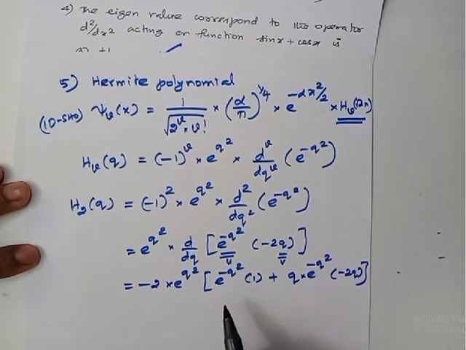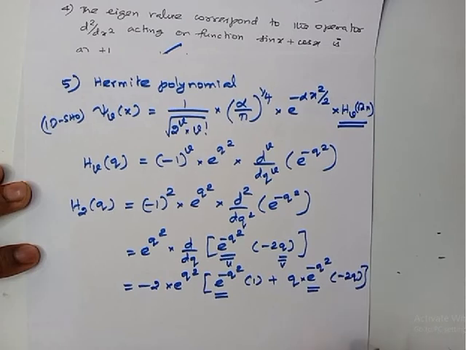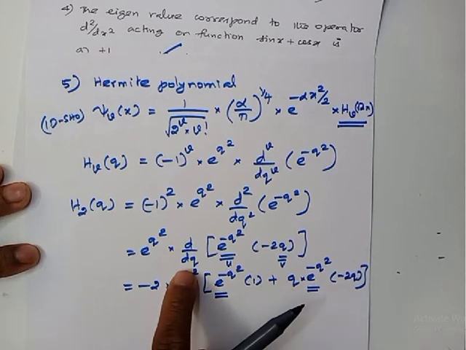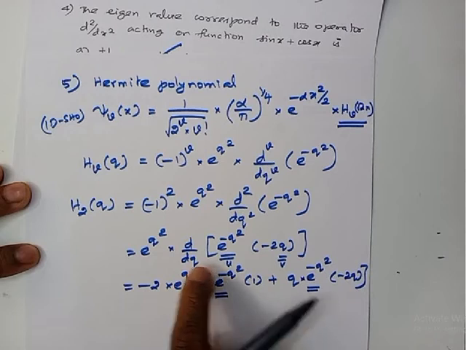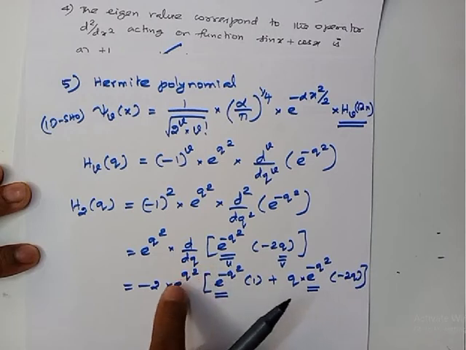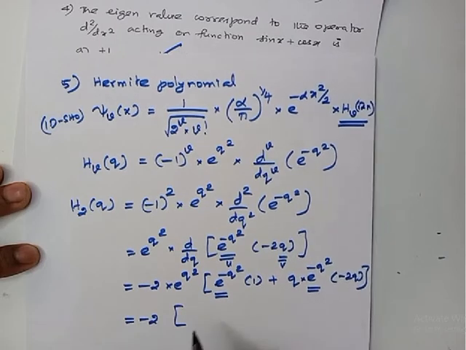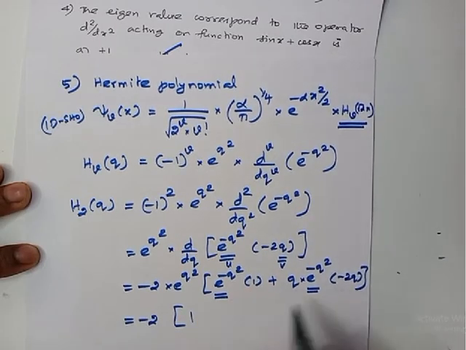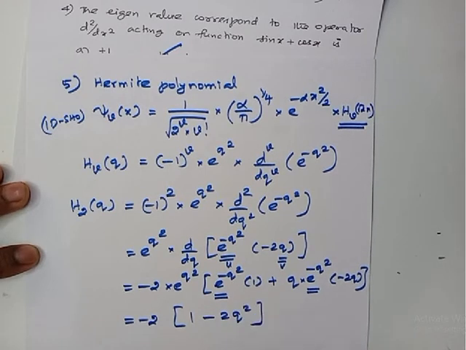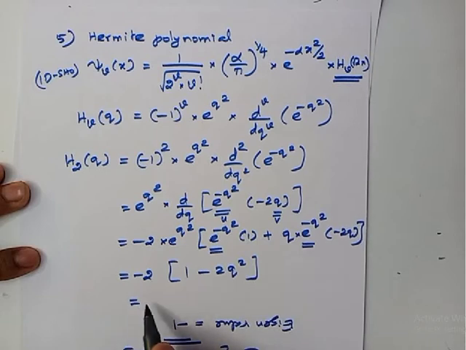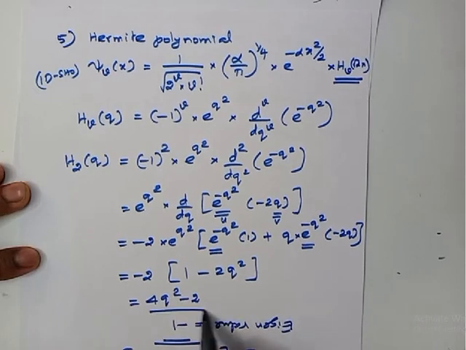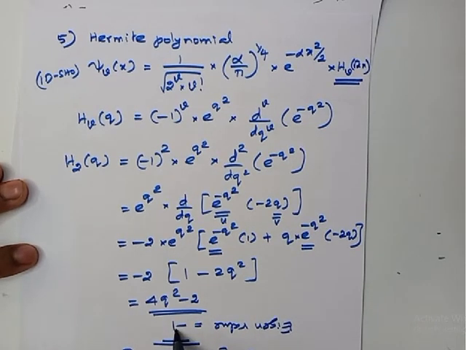Right, so here I have e power minus q square, here also I have e power minus q square, so you take e power minus q square as common outside the bracket. If I take e power minus q square common, then inside I'll get 1, and e power minus q square times e power plus q square, that becomes e power 0, which is 1. So I'll get minus 2 times, here we have 1 and here we have minus 2q square. If I multiply by minus 2, this becomes minus 2 and this becomes plus, so I'll get 4q square minus 2.